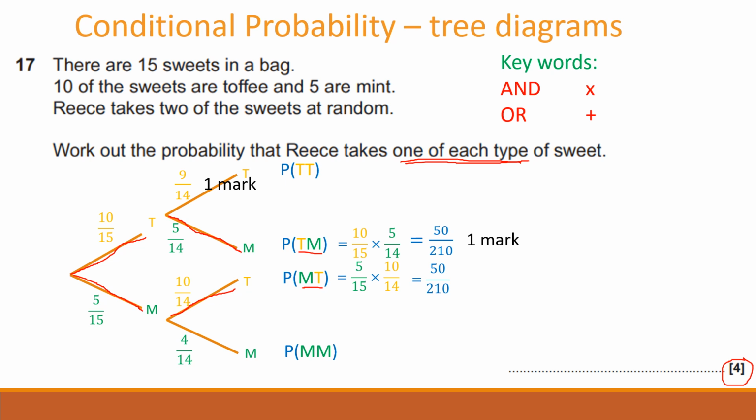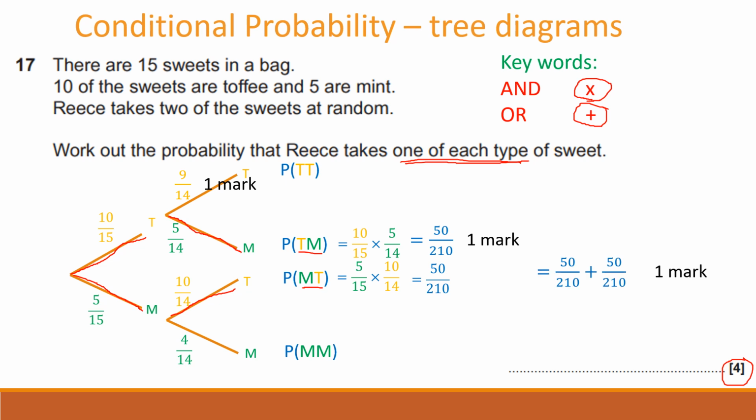Now we want to know the probability that he takes one of each sweet. So you could have a toffee and a mint, or a mint and a toffee. So remember the key words, the word and, which is why we've multiplied earlier. So we've already done the multiply. Now we've got these two options and it is one or the other. So we're now going to add those two answers together because this is the word or.